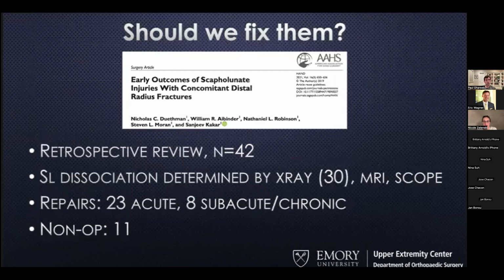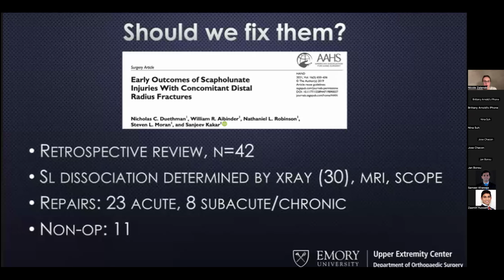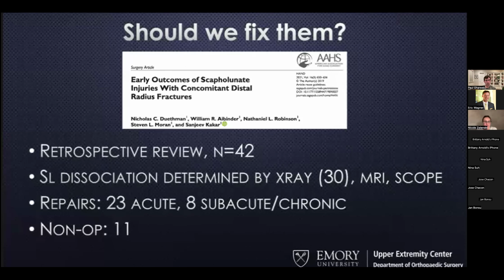Kakar and Moran looked at 42 distal radius fractures that had SL injuries. The majority were diagnosed with SL static widening on x-ray, although they also included 12 that were identified by MRI. It was a retrospective review of 42 patients, comparing those that underwent repair to those that didn't. The repairs were K-wires with suture anchors, and one more chronic case got a modified Brunelli. They also compared this to a non-operative group.